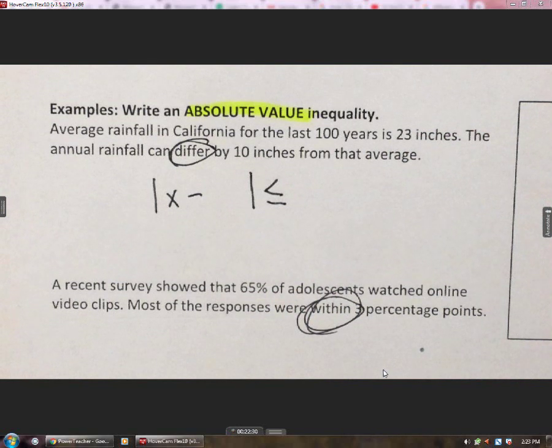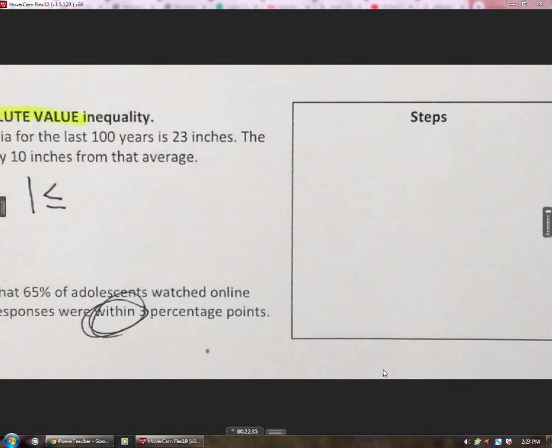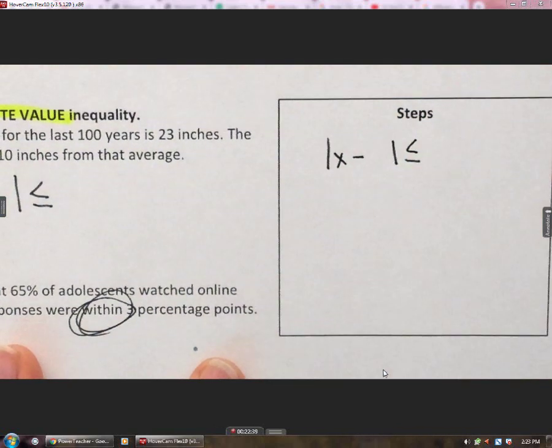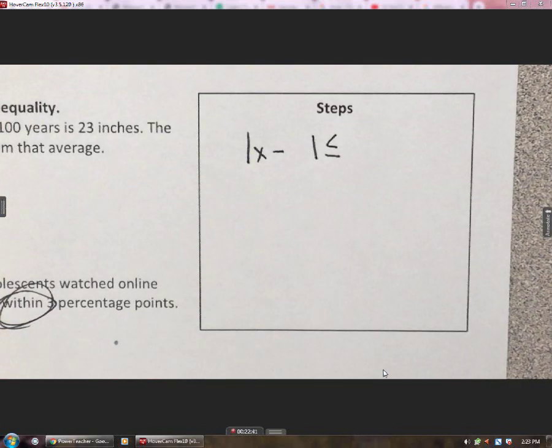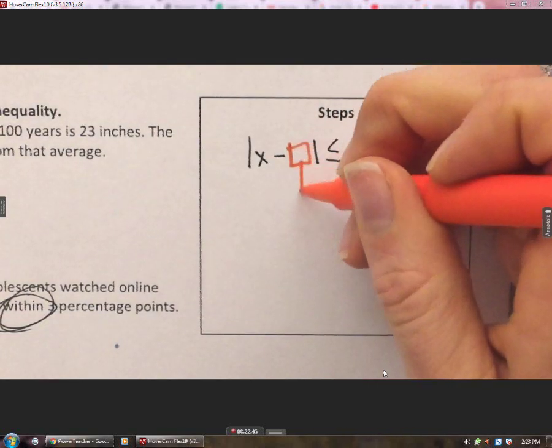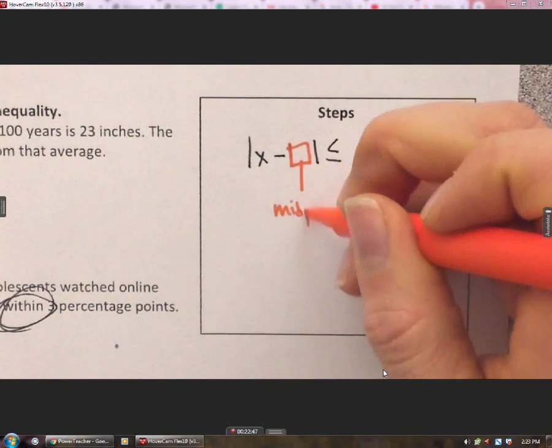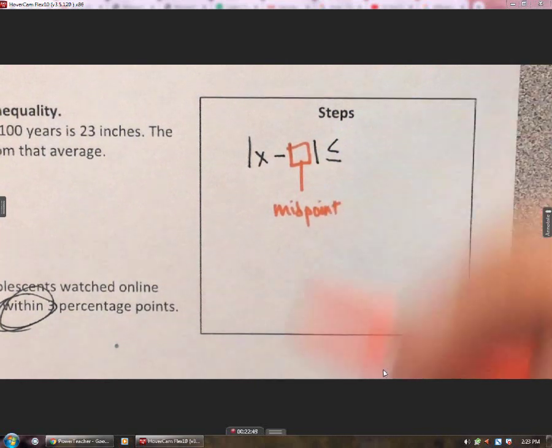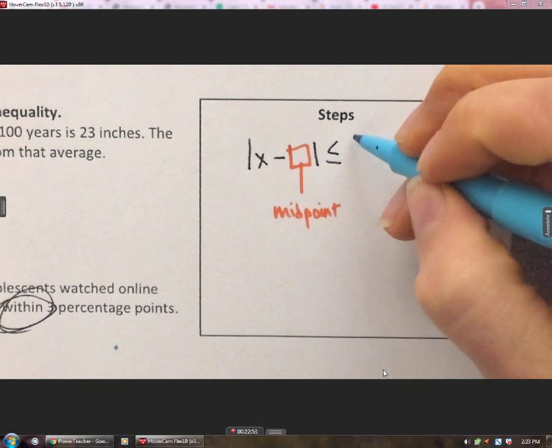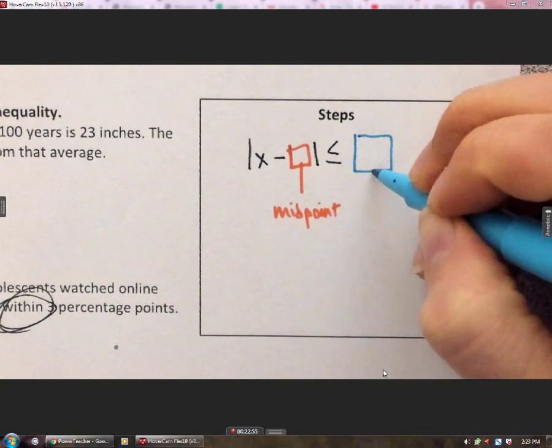So we need 2 things. So over here for the steps, I'll just kind of write that. X looks like this. We're looking for 2 things: the midpoint and the distance.